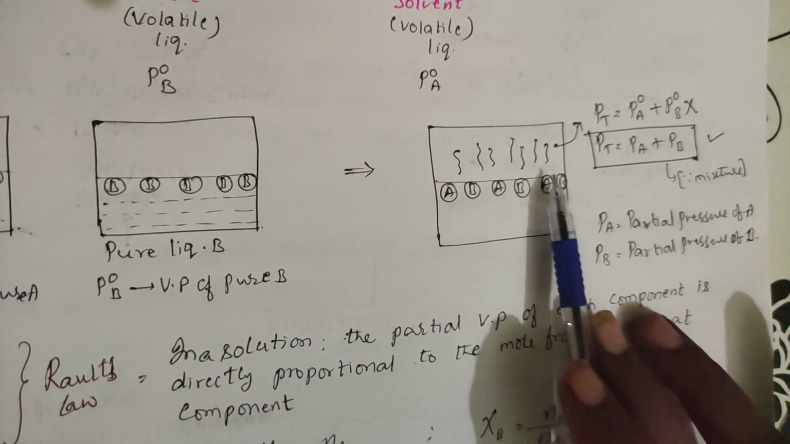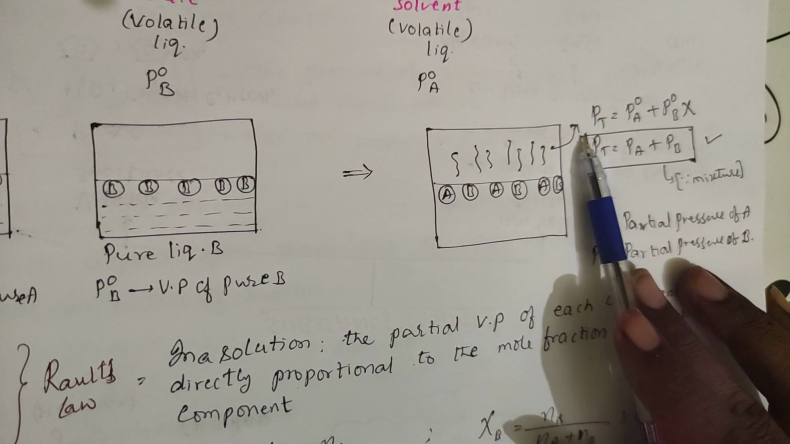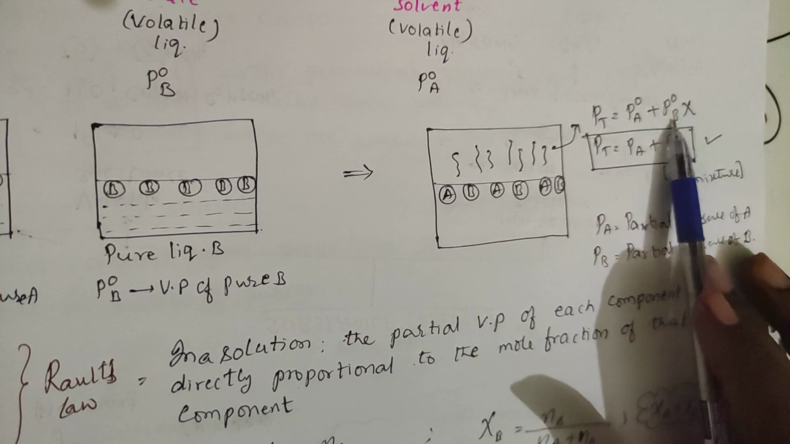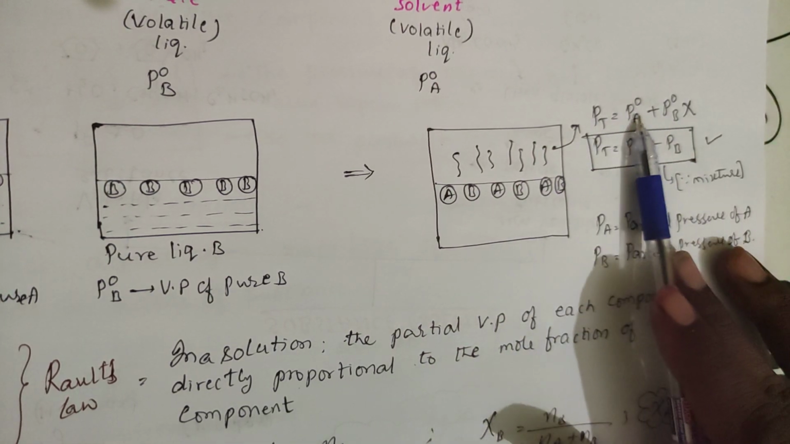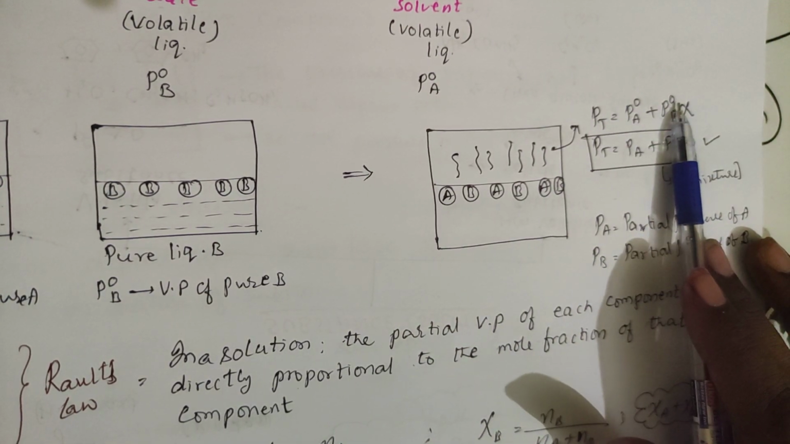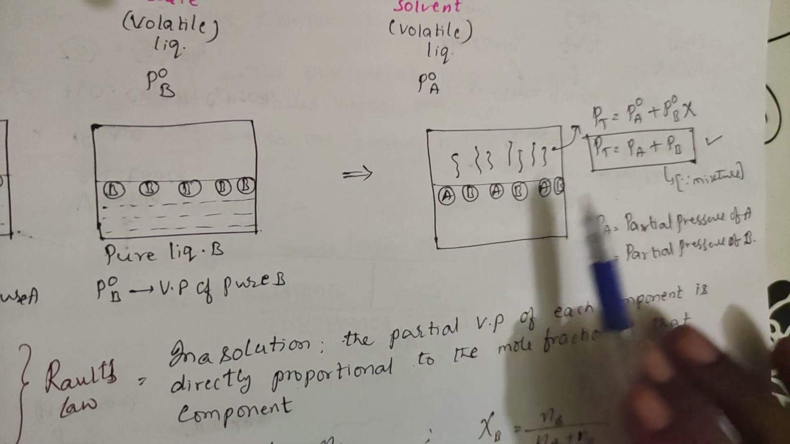Here a solution is formed by mixing A and B. So can I say that P total is P naught A plus P naught B? You should not say it this way, because this is a solution. P naught A is for the pure one, P naught B is for the pure one. Here you are getting a solution, this is A plus B. Then you can't write it in this pattern.